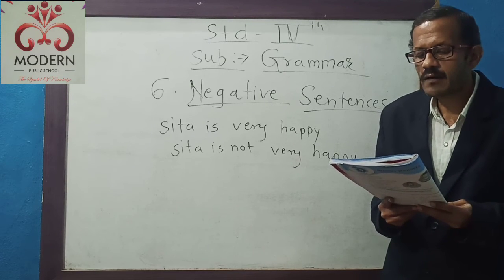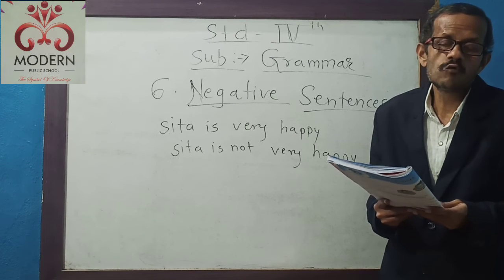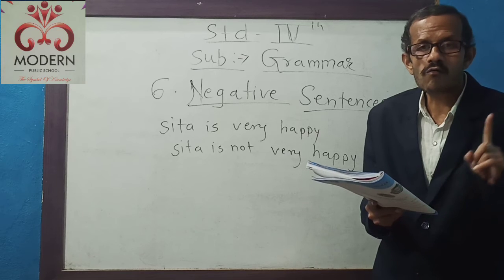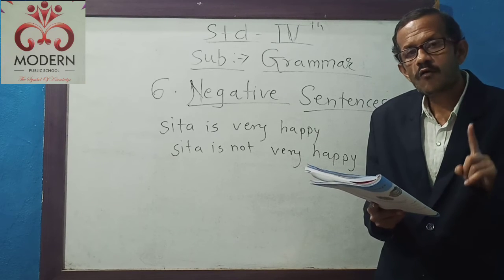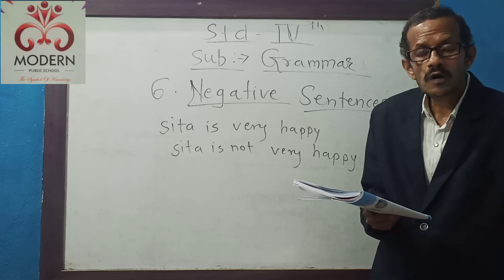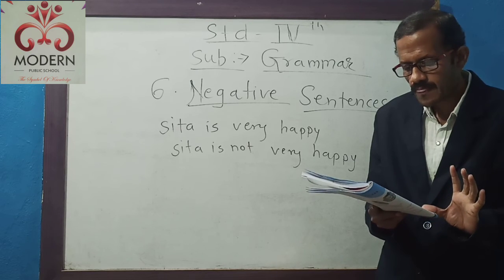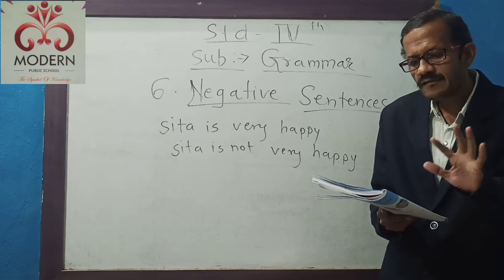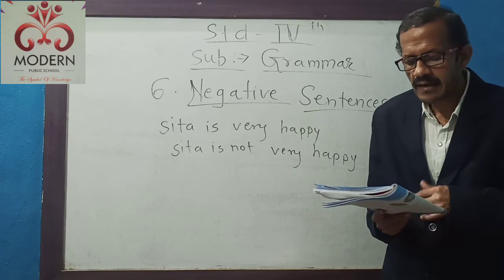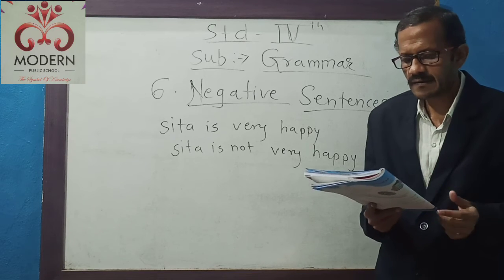Suppose the example, open the door. Here there is no do or anything given. But what is the negative sentence of this? Open the door, don't open the door. We have to add this don't to make this sentence negative. So students, like this, we have studied this lesson. Now we will see the exercise. Change the given sentences into negative sentences.